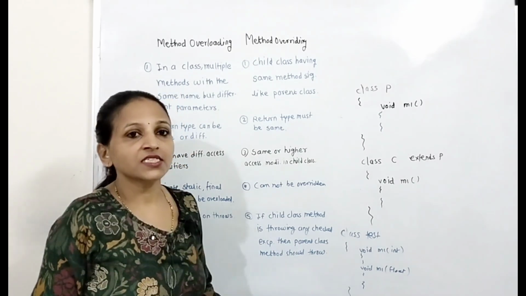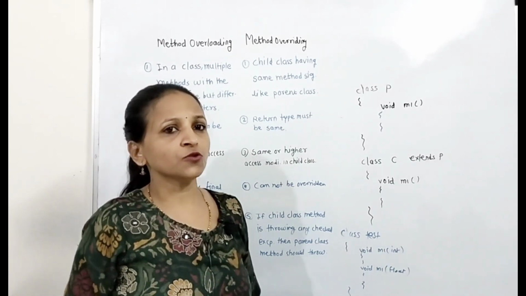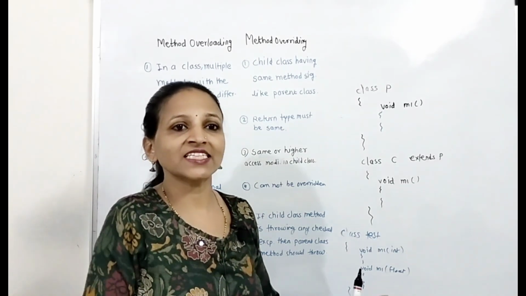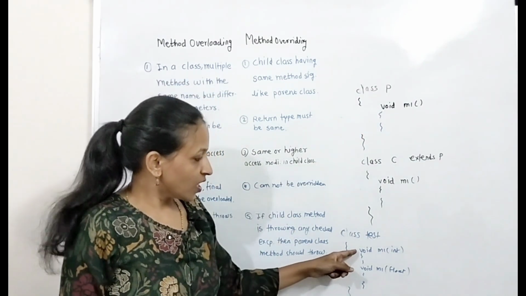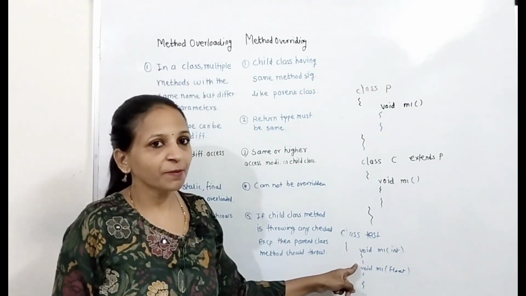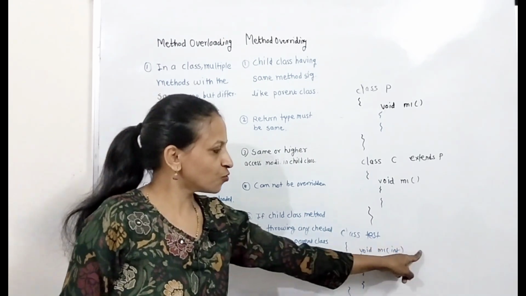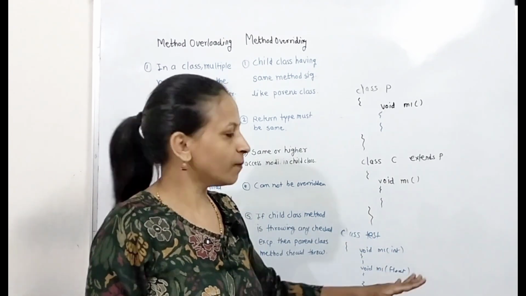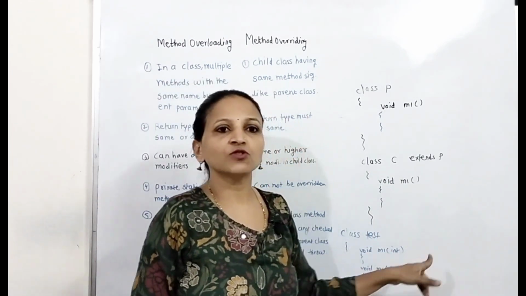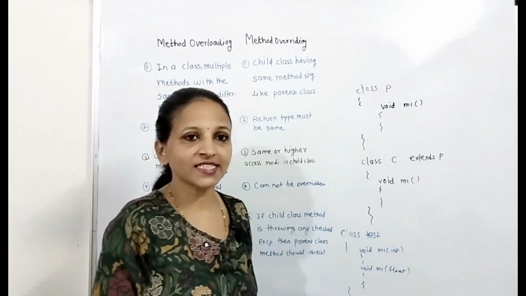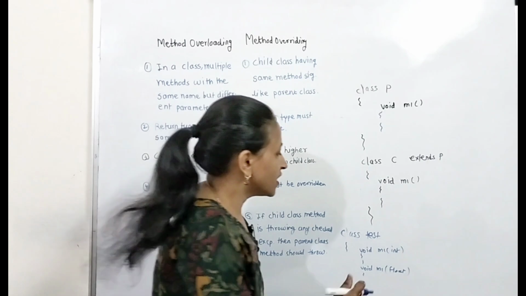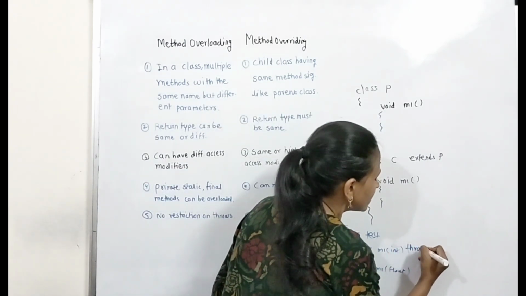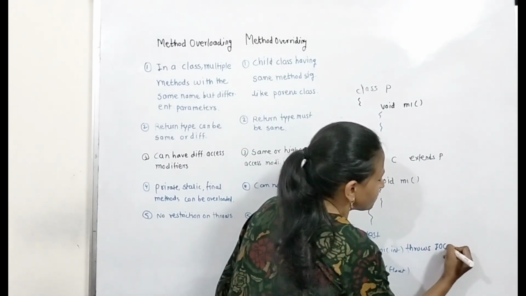Next one is C. There is no restriction on the throws keyword. See, the throws keyword we always use in exception handling. Suppose there is any possibility of an exception occurring inside any method, then there we can write throws exception. That type of wording we always use. Like this, suppose inside the m1 method there is a possibility of an exception, then we can write here throws IOException.